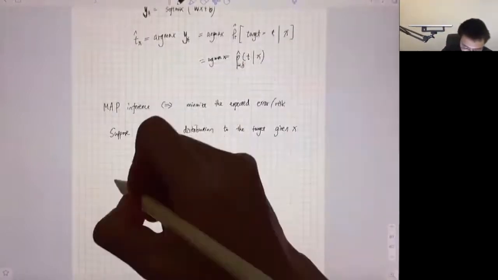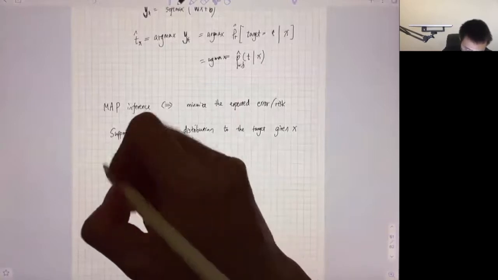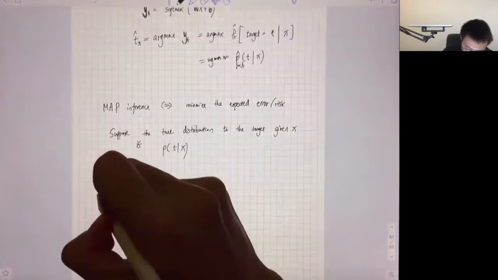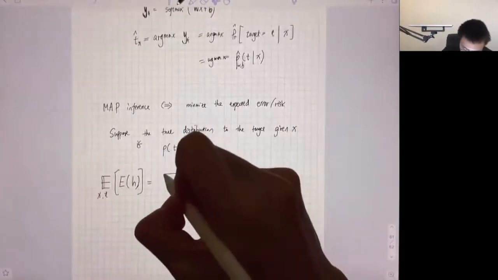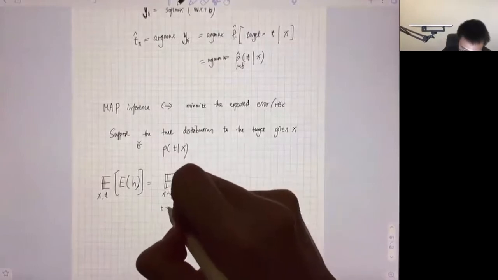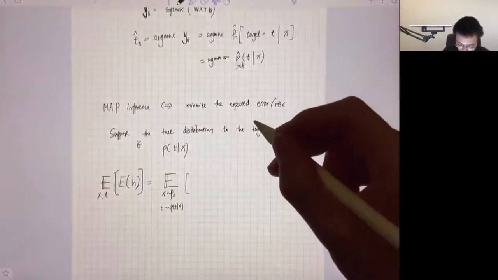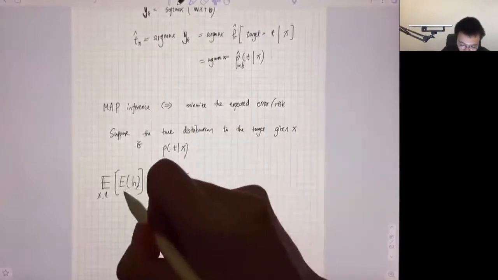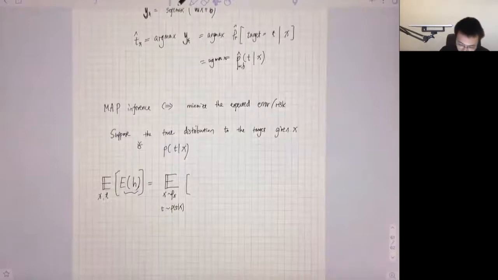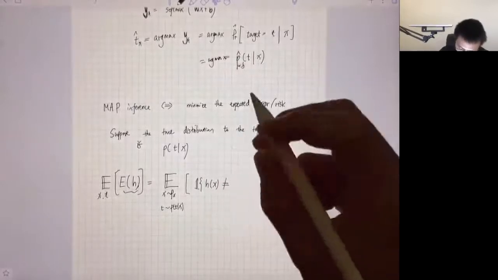Then my expected error, the total error of some decision, where my expectation is set in terms of x and t, is of course the expectation of x generated from p of x, and then t is generated by p of t given x. Then what is the error? The error is when your predicted label is different from my target. This is the indicator function, is different from my target.